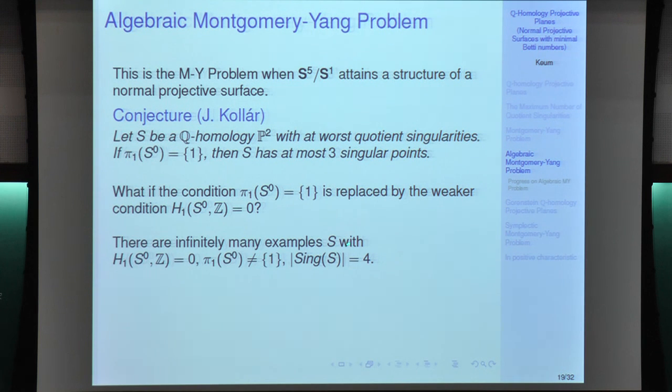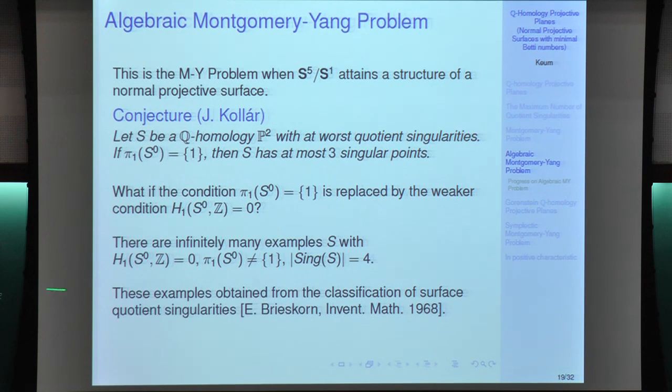There are infinitely many examples with trivial homology group but non-trivial fundamental group, and the number of singular points is 4. These examples don't violate this conjecture: they have 4 singular points, but the fundamental group is non-trivial. But if we replace this condition by the weaker one, then we have to take care of these examples. These examples are obtained from the classification of surface quotient singularities by Brieskorn.